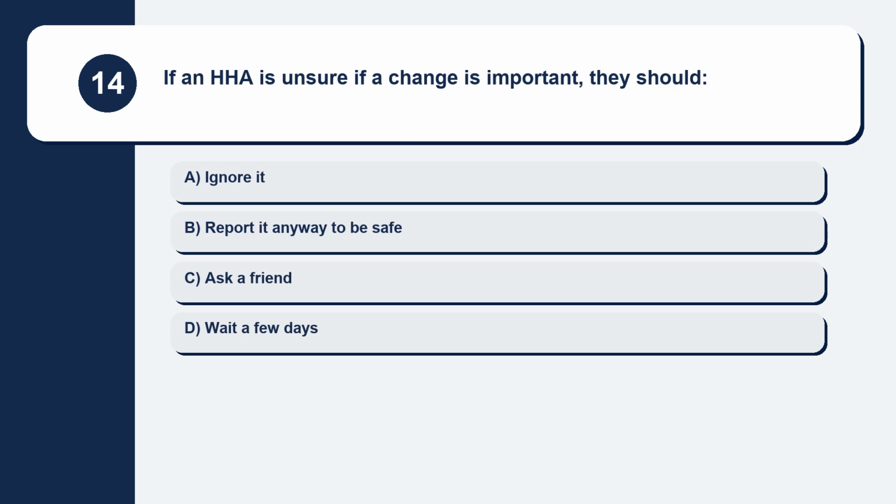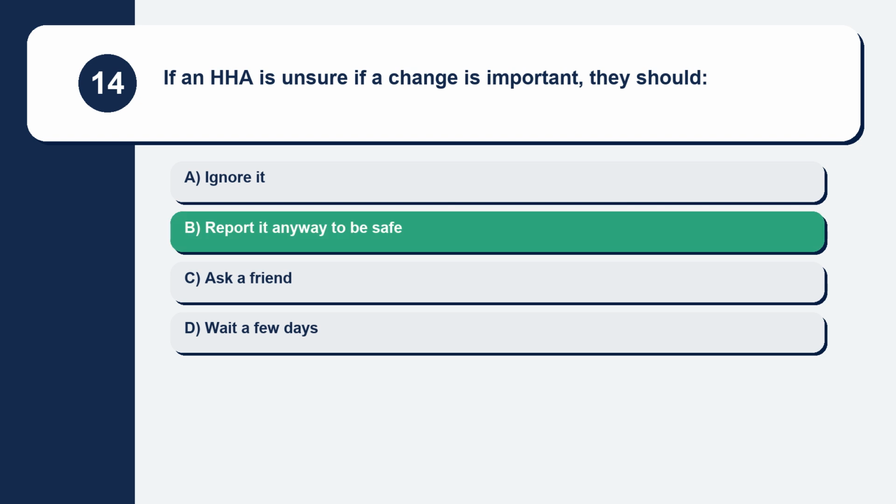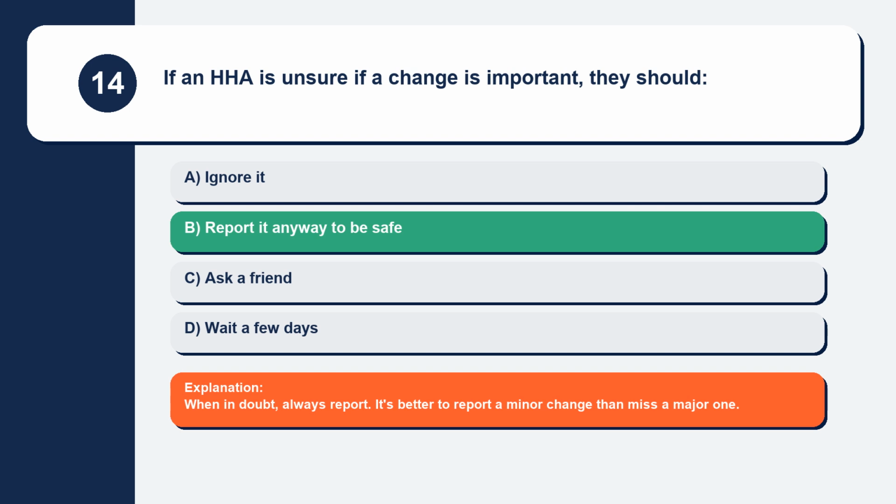Question 14. If an HHA is unsure if a change is important, they should ignore it. Report it anyway to be safe. Ask a friend. Wait a few days. When in doubt, always report. It's better to report a minor change than miss a major one.